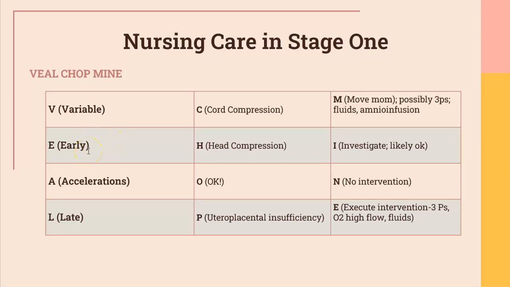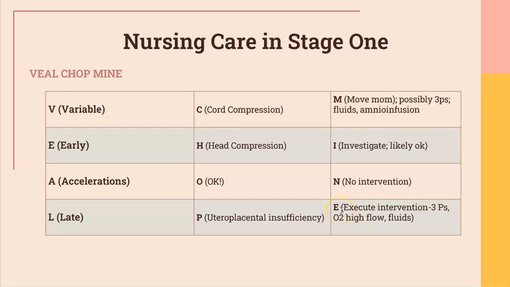If I see early decelerations, why is that happening? Again, those are mirroring the contractions. They believe that's because of head compression. And the I is for investigate. Likely it's okay, but it could mean baby's breech. You definitely want to check them out. In general, you're going to continue to monitor and document. And then late is the P for uteroplacental insufficiency, and the E is for execute your interventions.